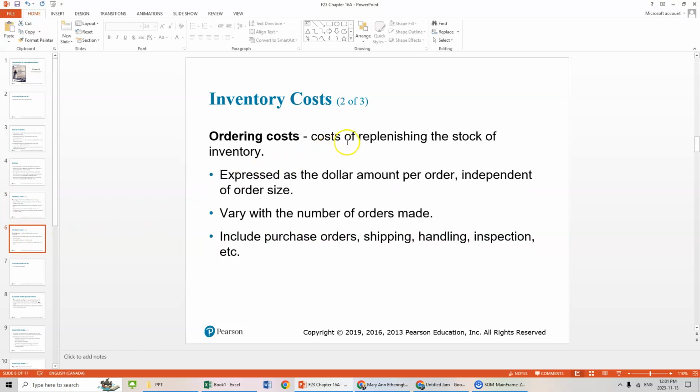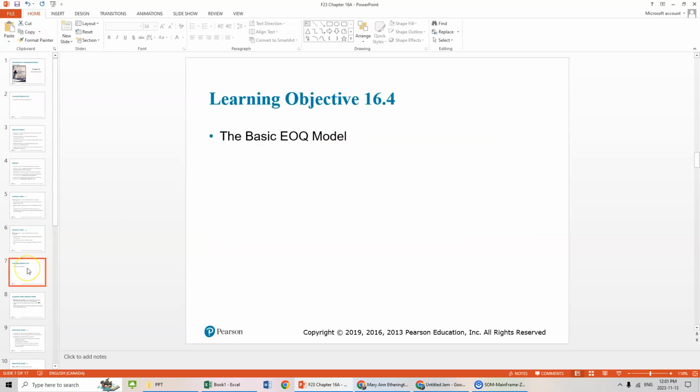The second cost is an ordering cost. This is the cost for replenishing the stock of inventory. There's going to be a cost to order your items, usually expressed as a dollar amount per order, independent of order size. So it doesn't matter how much you order. It's not the cost of the items you're ordering, but the actual cost of the shipping and handling, as it says there. How much is it going to cost to bring the product in? So we're going to look at the basic economic order quantity, EOQ, model for this chapter on inventory management.